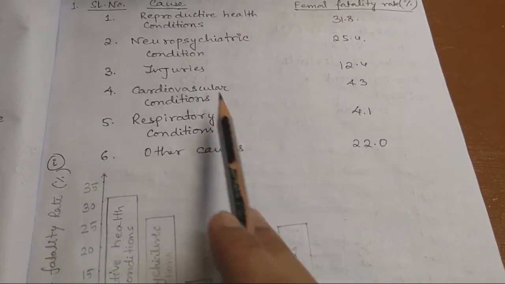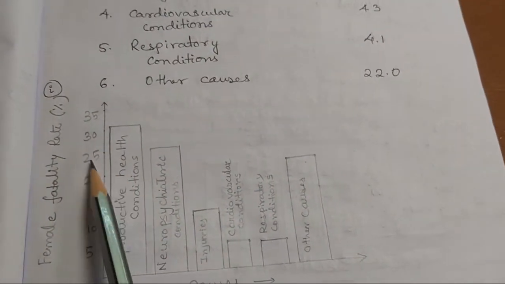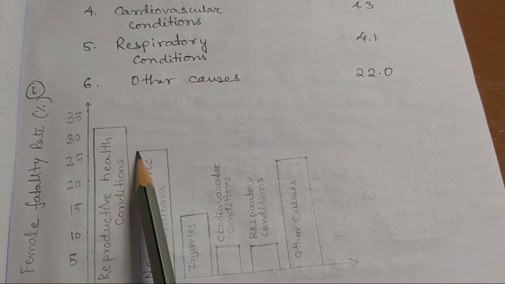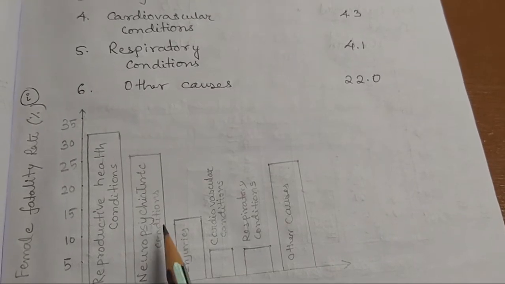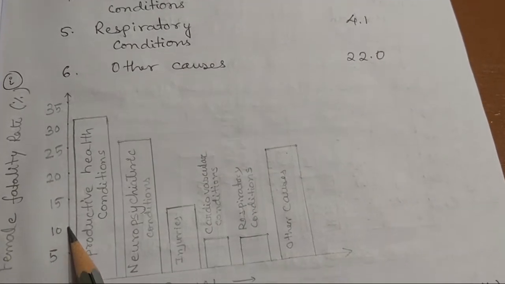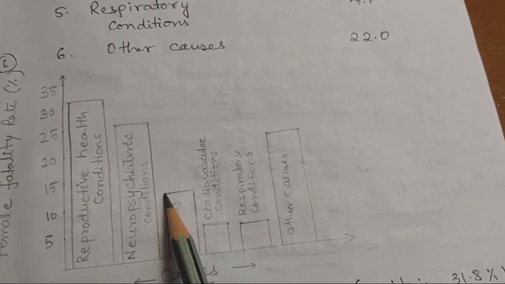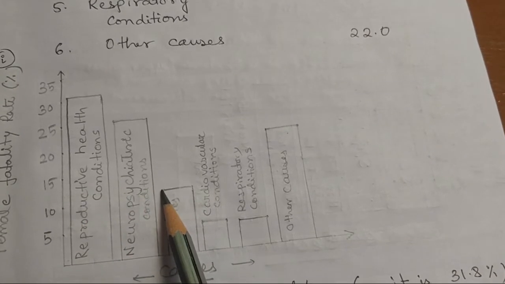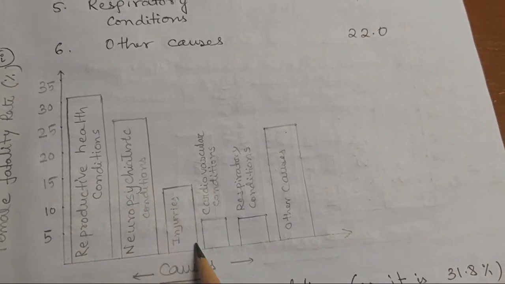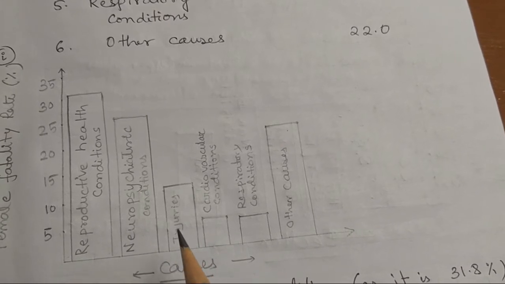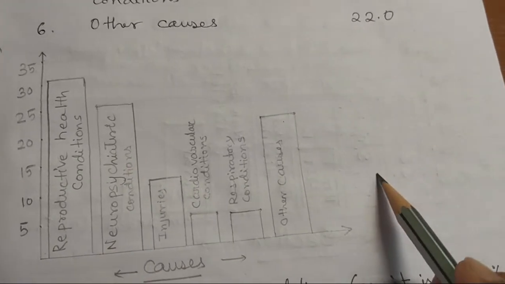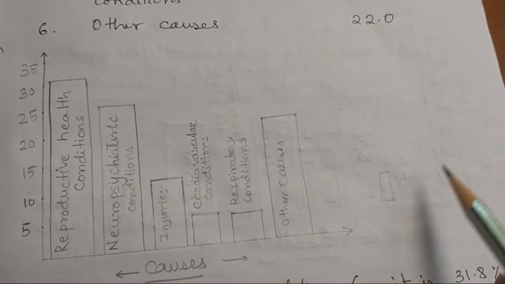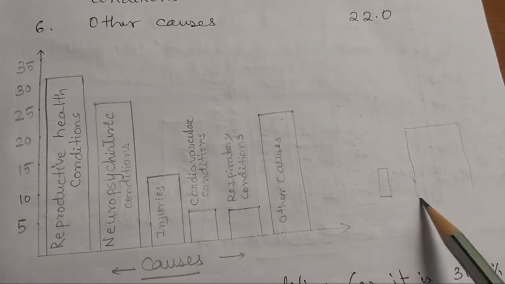What is the second one? Neuropsychiatric, that is 25.4. This is just a little bit bigger than 25, so pointing like this, you draw the bar. Third was injuries 12.4, that is just greater than 10, almost between 10 and 15. And keep in mind the width of the bar should be the same. I'm not saying exactly the same, but approximately. It's not like you draw one bar like this and another bar like this. No, that is not a fair comparison.